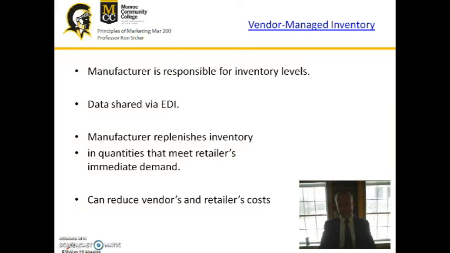Walmart, because they want to cut their prices and keep their prices as low as possible, has manufacturers responsible for their inventory. That way, Walmart doesn't have to hold the inventory, because remember, inventory is expensive.